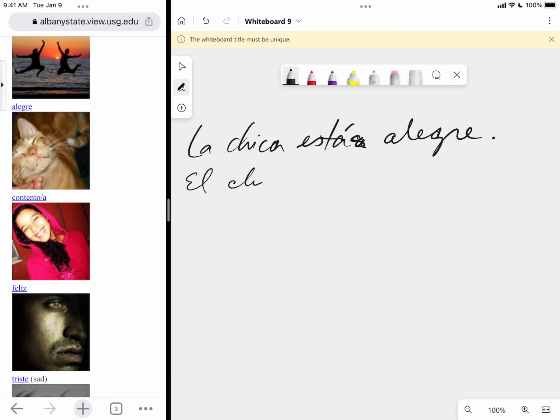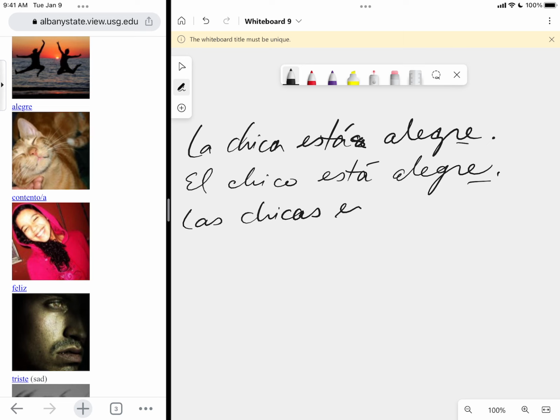El chico, what would you put? Está, is alegre going to change to alegro? No, I almost wrote it. Alegre. It stays the same. Okay, however, if we're doing plural, is it going to change gender? No, but it is going to change for number. Oops, están alegres. Los chicos, what would you put? Pause the video, come back.